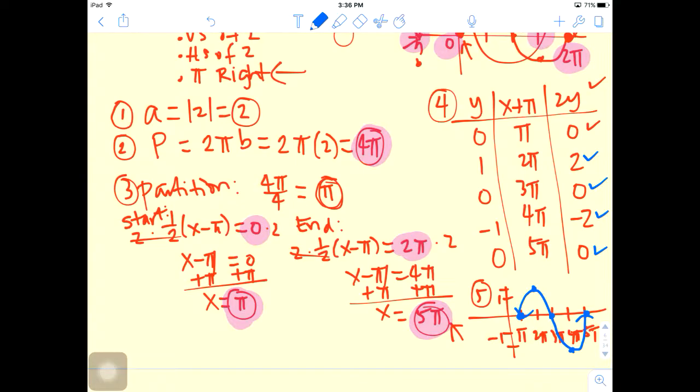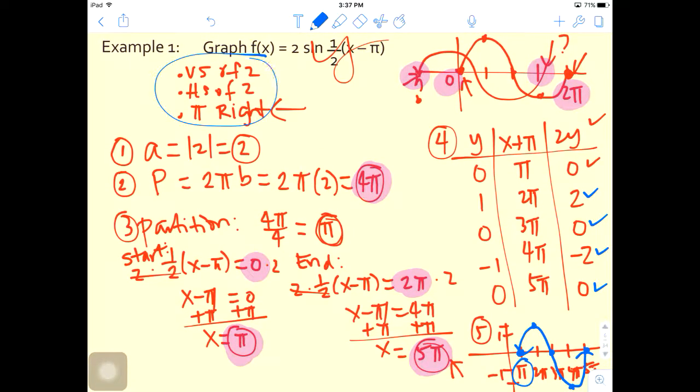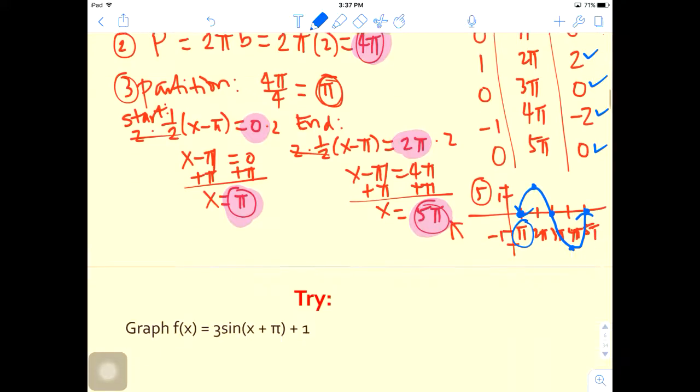So notice that this graph is totally thrown off. It doesn't start with 0 anymore. It's shifted pi units to the right-hand side. So it starts from pi, it ends at 5 pi, and that's the new graph. And this graph has been stretched vertically by a factor of 2, horizontally stretched by a factor of 2, and shifted pi units to the right. And that is basically how we graph an equation that has horizontal movement. And we're going to get into one that has vertical movements right now. So let's take a look at the next example.